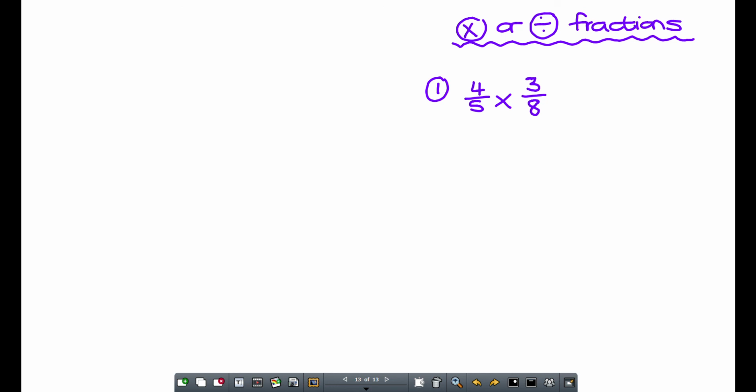But I'm just going to show you guys. If I multiply the top, 4 times 3 gives me 12. At the bottom, 5 times 8 gives me 40. And 12 over 40 can also be simplified to 3 over 10. So either way. If you want to take the shortcut, you're more than welcome.